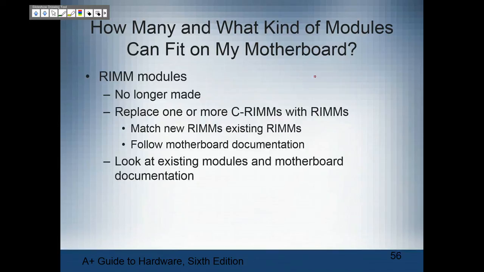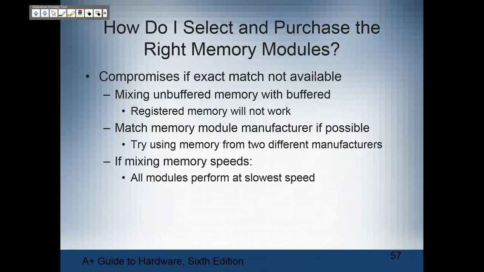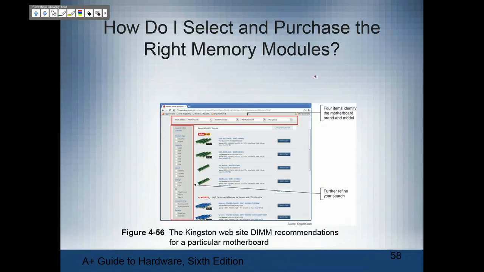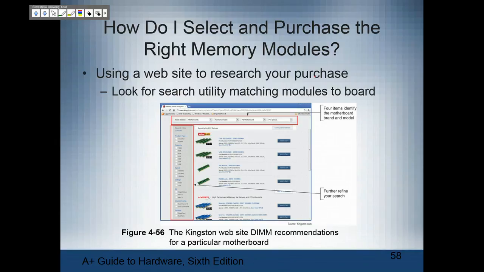More things that you can read about. Compromise if the exact match is not available. Registered memory. Mixing buffered and unbuffered makes it not work. Match the module and the manufacturer if possible when you do these things. The websites let you research your purchase, and it's sometimes going to be listed in different ways.